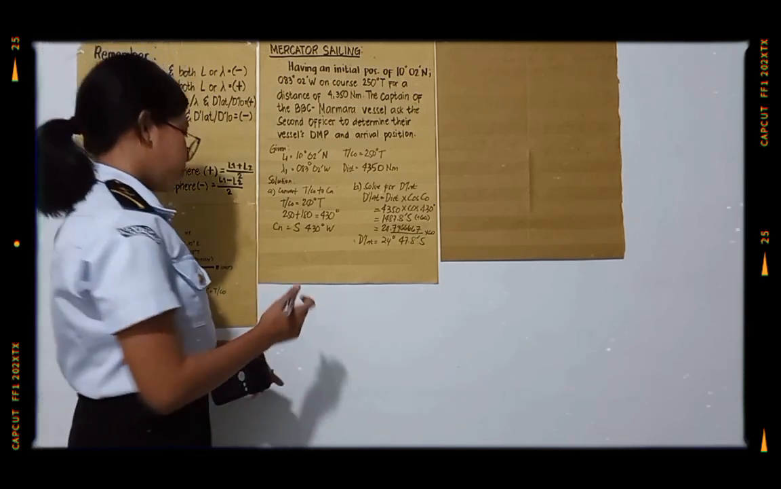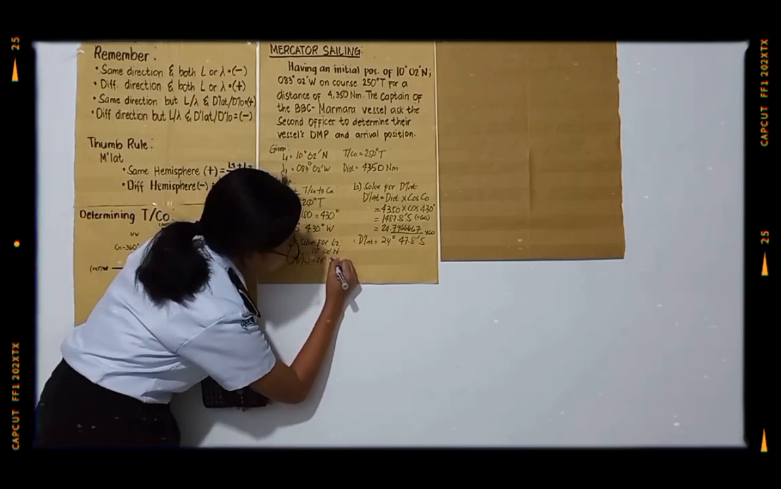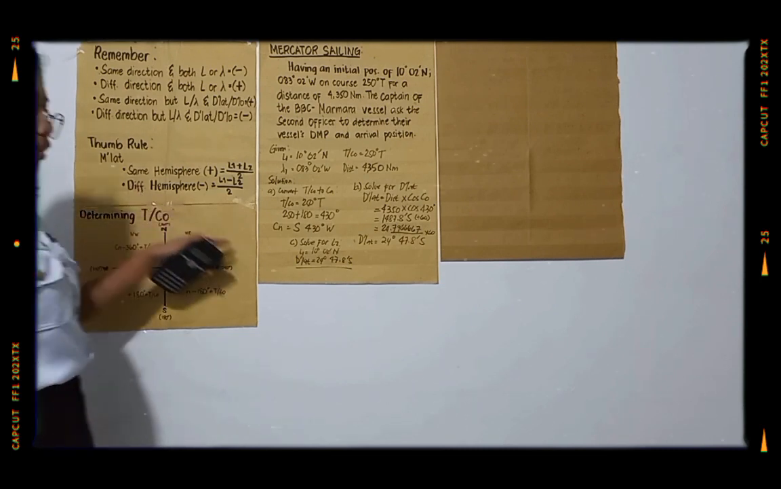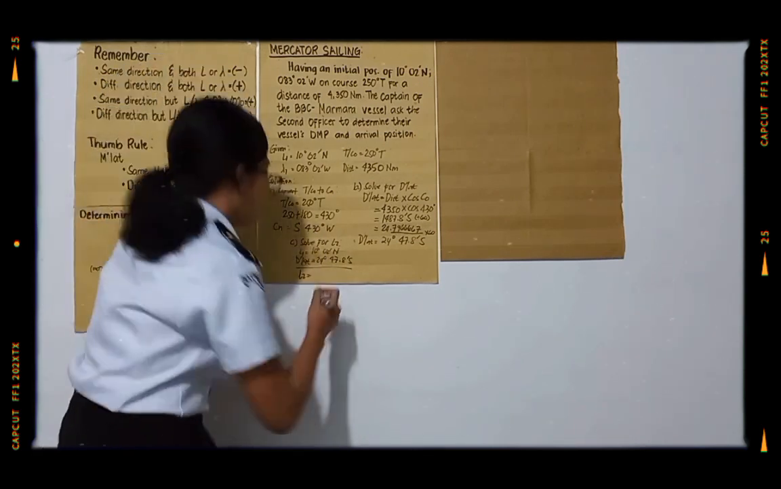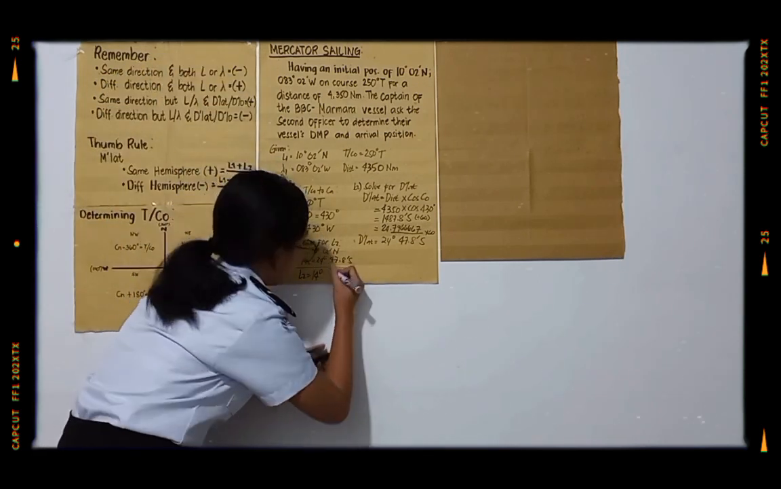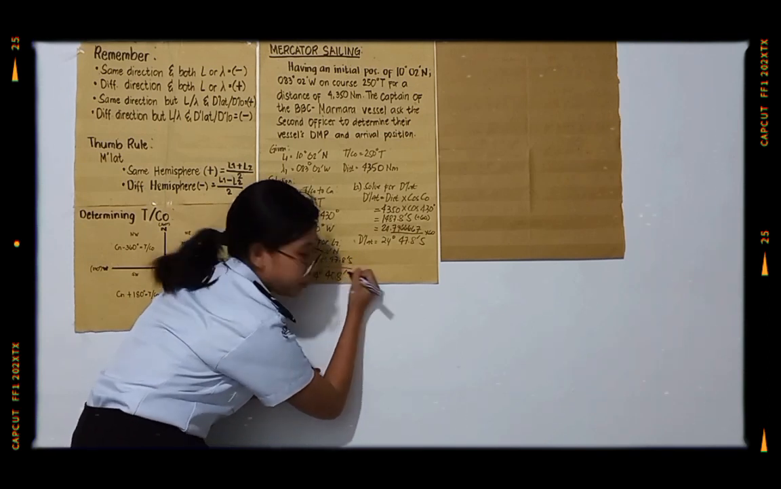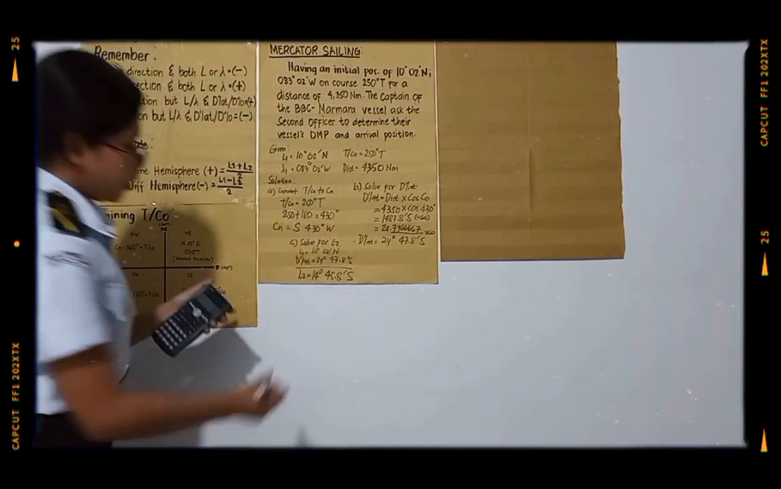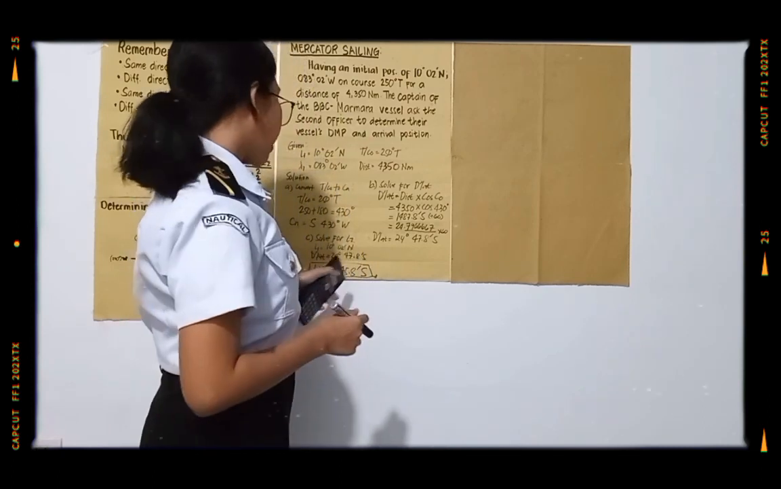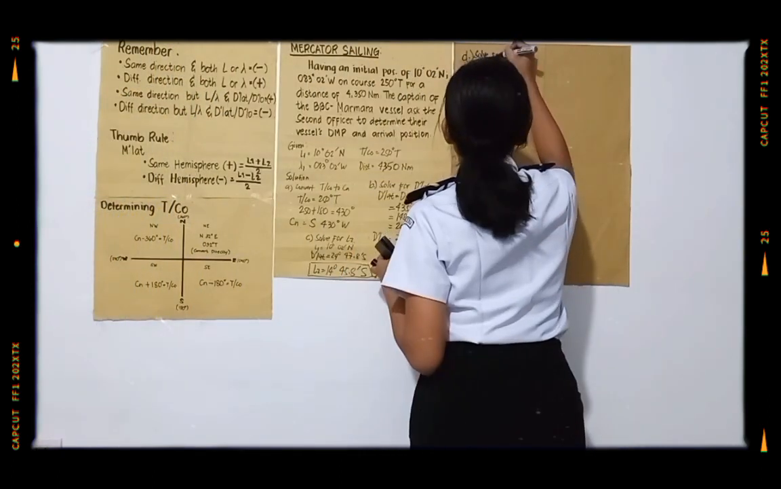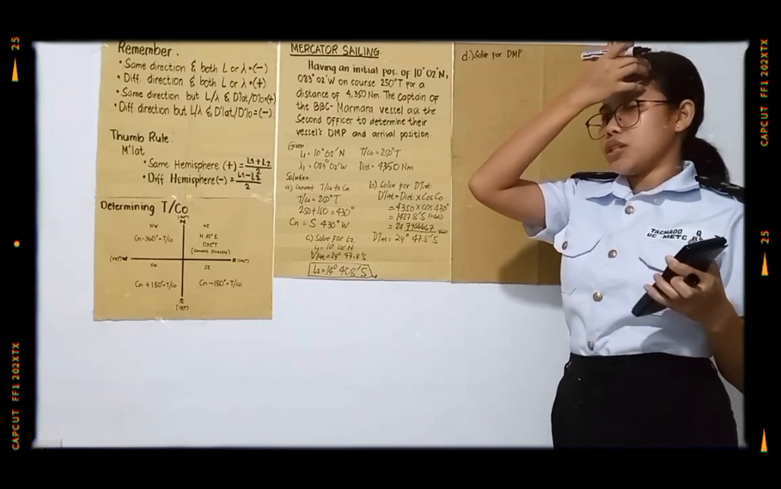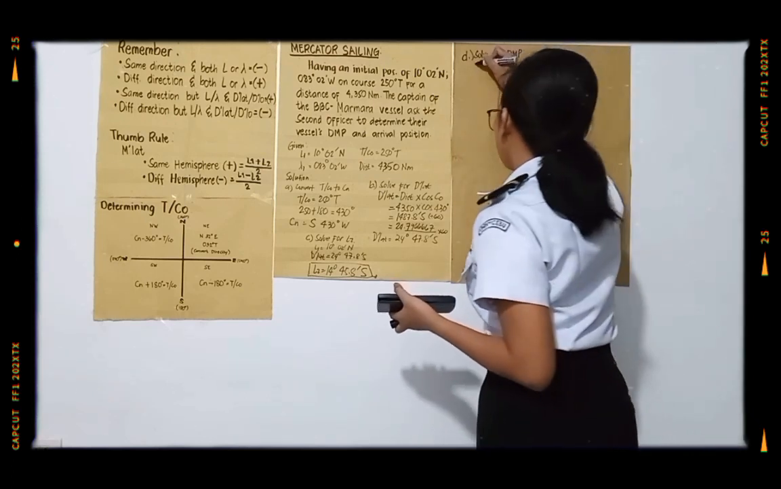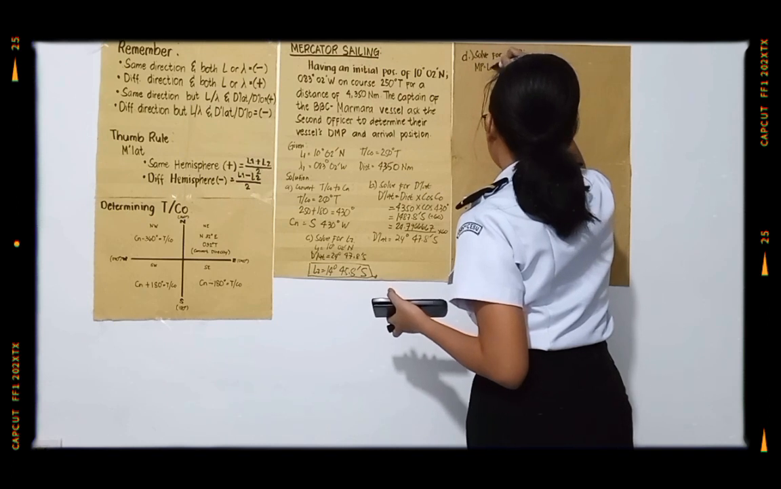So now let's find the latitude 2. According to this, having different directions, we need to subtract. 14 degrees 45.8 minutes south. And now let's solve for the DMP. DMP is the difference of meridional parts. So the formula of MP is equal to what?